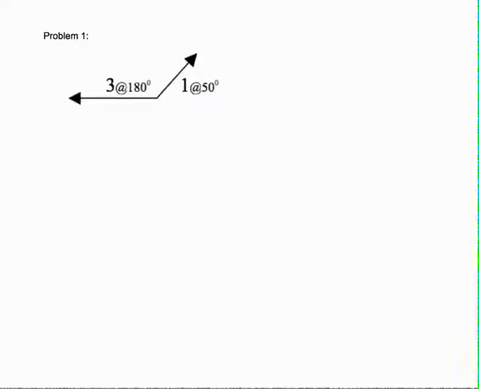Okay, let's try another one of these practice problems for type 3s. Remember, the first step is to break them out into their individual vectors and find the x and y components. And because I can see that this is all x, I'm going to do this one first because I know it's going to be easy.